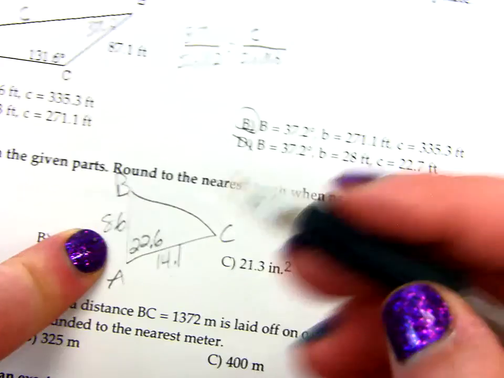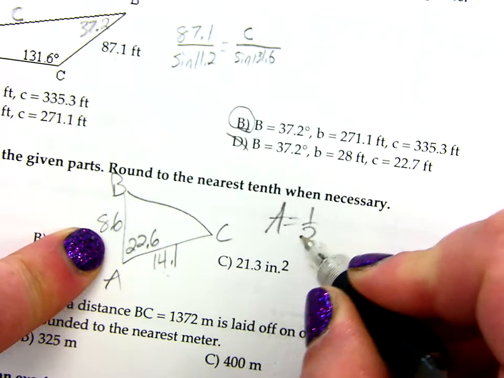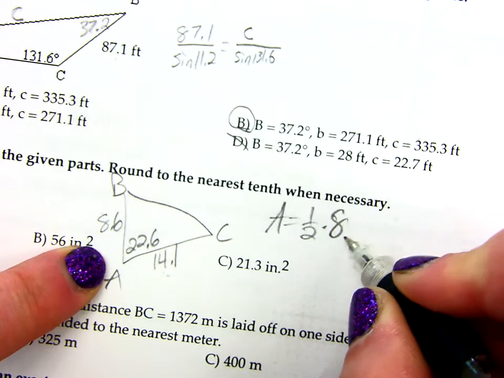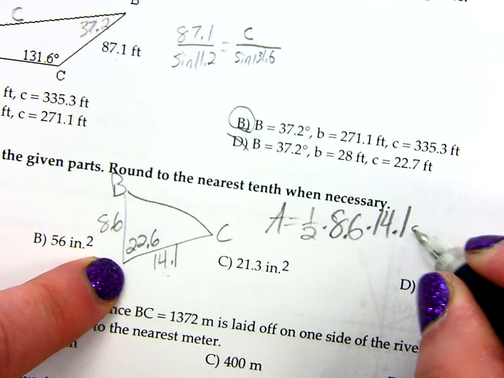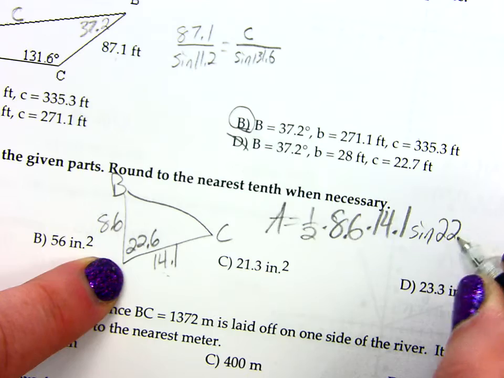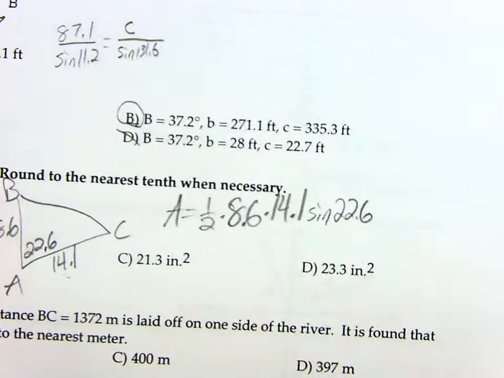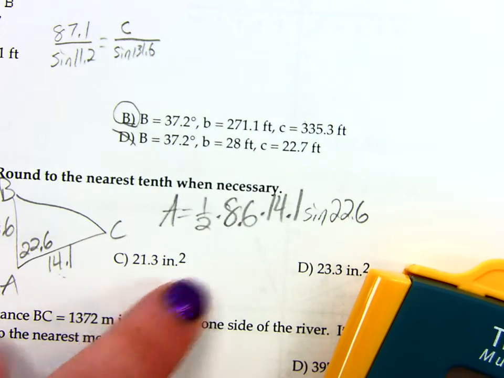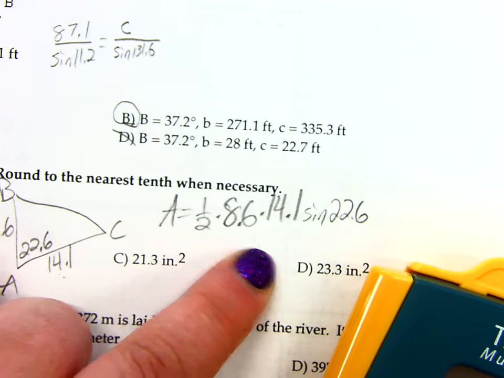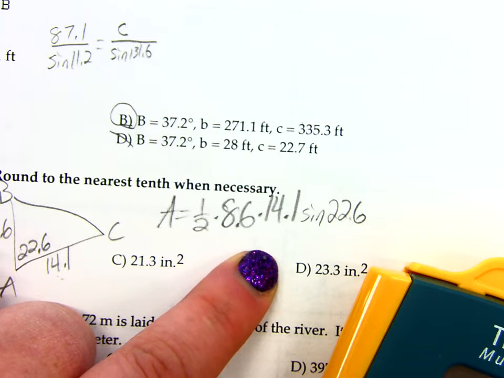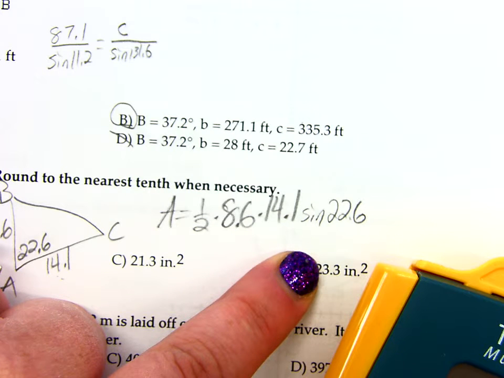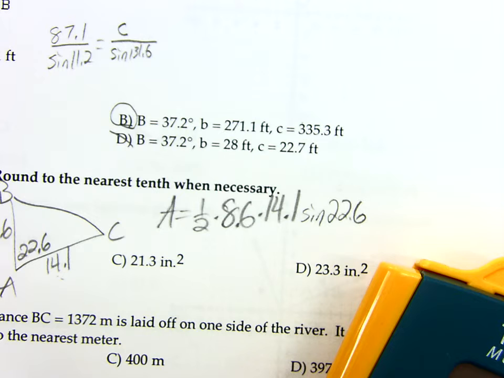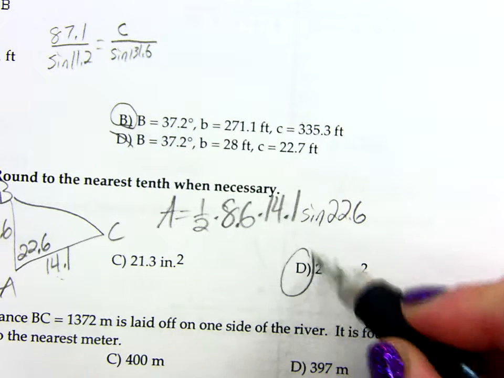That's what you need. So my formula, A equals 1/2 times 8.6 times 14.1, B times C, times the sine of A, the angle in between them. Make sure your calculators are in degree mode. I get 23.3, because I would not be surprised if one of these answers is the right answer if you were in radians, right? So you're going to think that you have the answer right. Yeah, I get 23.3, choice D.